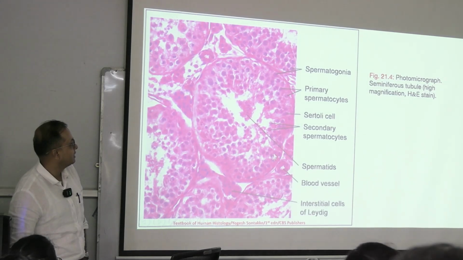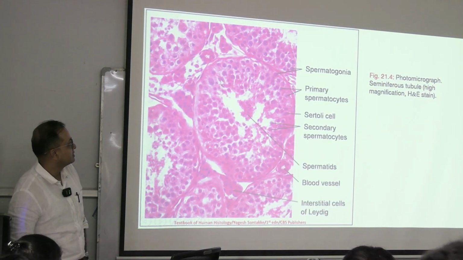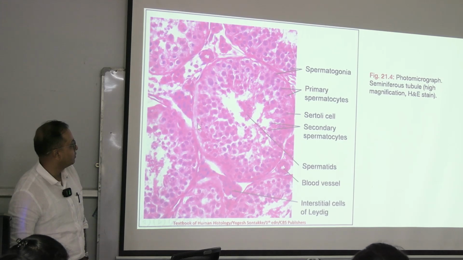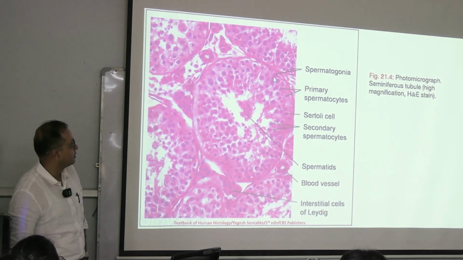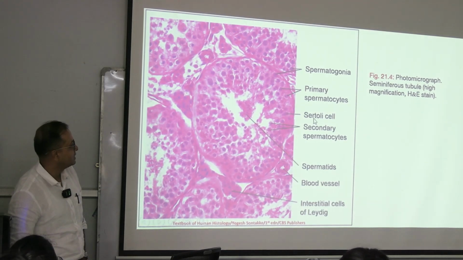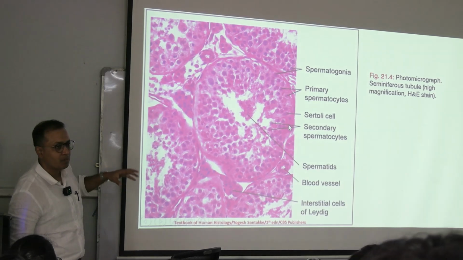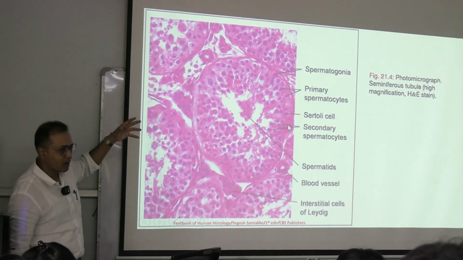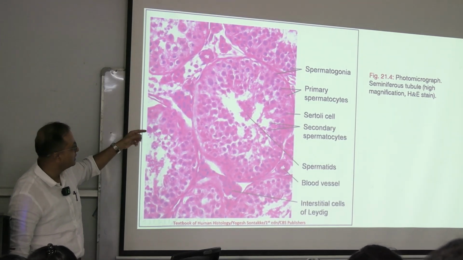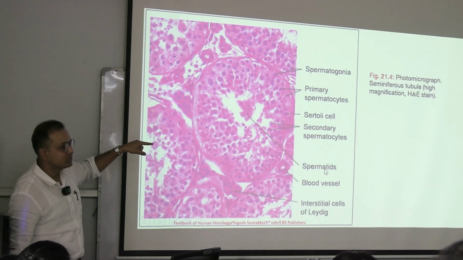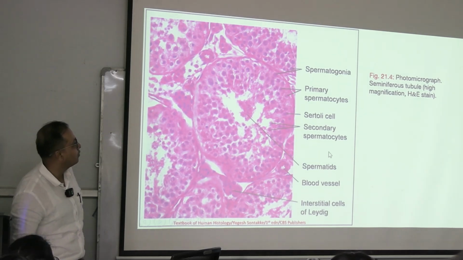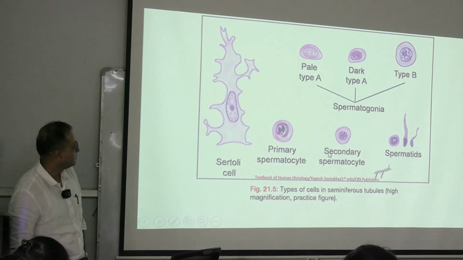Zooming in again, in this basal region we see the cells we call Sertoli cells. Along with that, we have the spermatogonia, which go on to become primary spermatocytes and secondary spermatocytes, and closest to the lumen side we see the spermatids. That is how they are oriented and arranged.